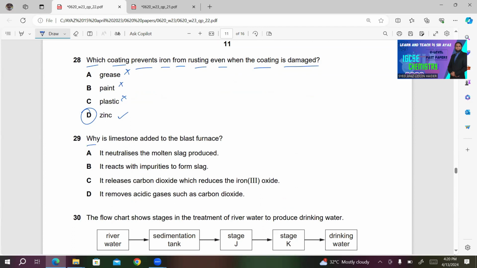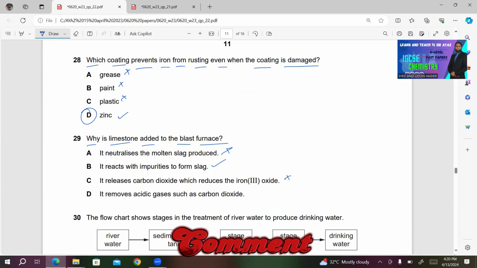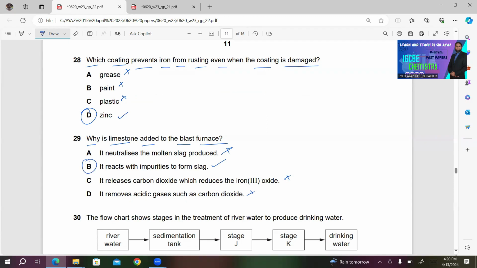29. Why is limestone added to the blast furnace? It neutralizes the molten slag produced. Wrong. It reacts with impurities to form slag. This looks correct to me. C: It releases carbon dioxide and reduces the iron 3 oxide. No, limestone does not react with iron 3 oxide. Last, it removes acidic gases such as carbon dioxide. It's also incorrect. So B is the right answer.